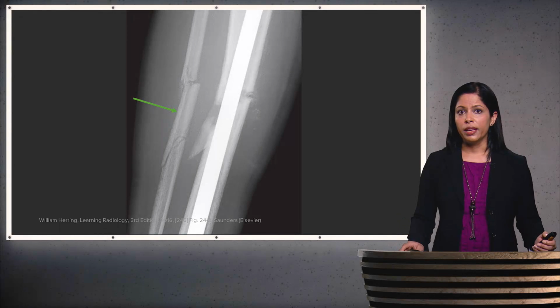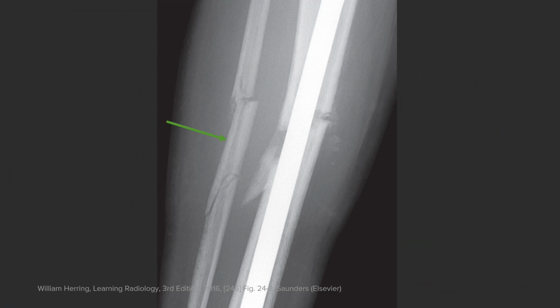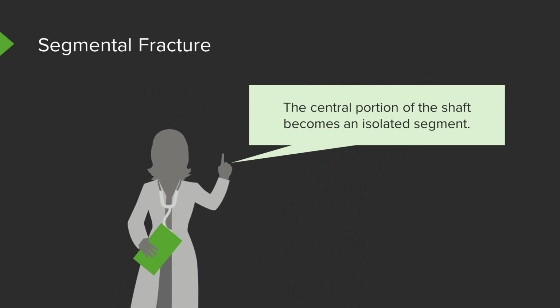So what does this look like? This is a comminuted fracture. You can see that there are three discrete fragments. So we have 1, 2, and 3. This is an example of a segmental fracture where the central portion of the shaft becomes an isolated segment.